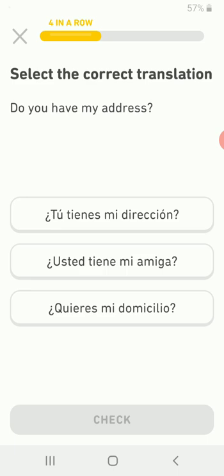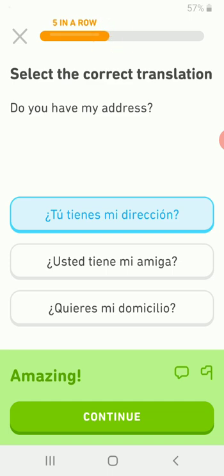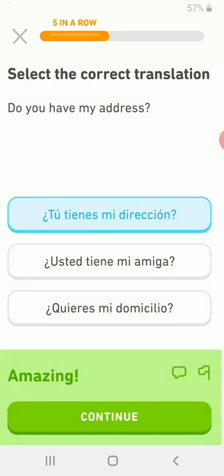So do you have my address? Do you have my address? So, ¿tú tienes mi dirección? Dirección. So this is how you say address in Spanish. Dirección. ¿Tú tienes mi dirección? Do you have my address?